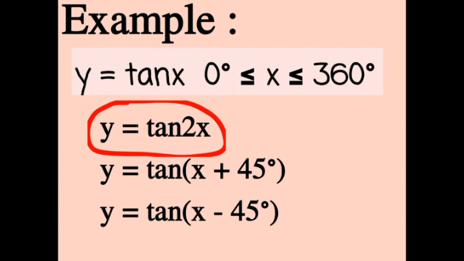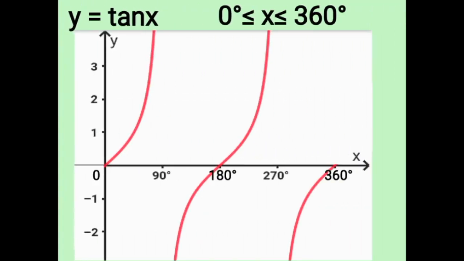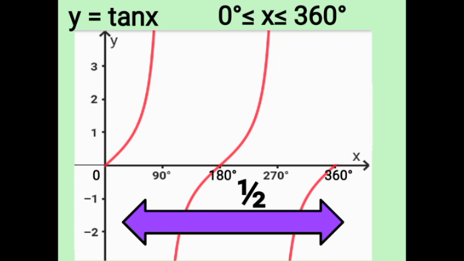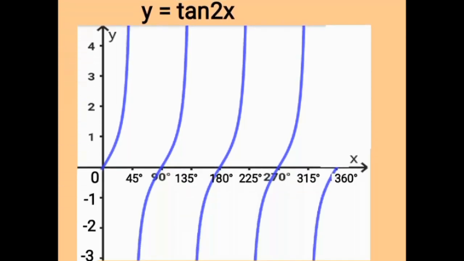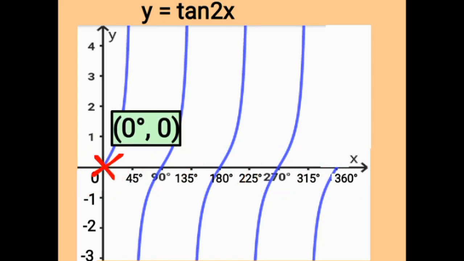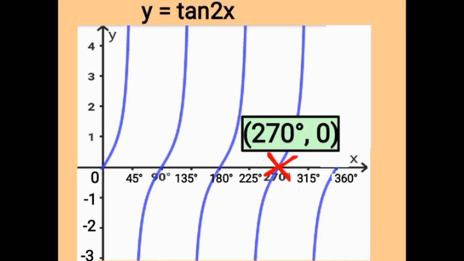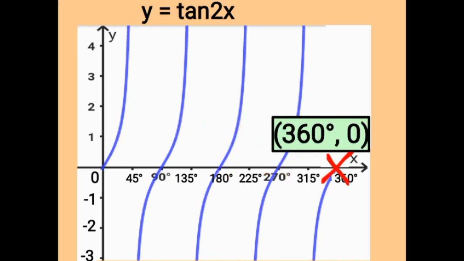y = tan 2x. This is the stretch of the graph y = tan x by a scale factor of 1/2 in the x direction. So all the x coordinates are halved and hence this is the graph of y = tan 2x. The graph y = tan 2x crosses the x-axis at 5 points at the coordinates (0°, 0), (90°, 0), (180°, 0), (270°, 0) and (360°, 0).